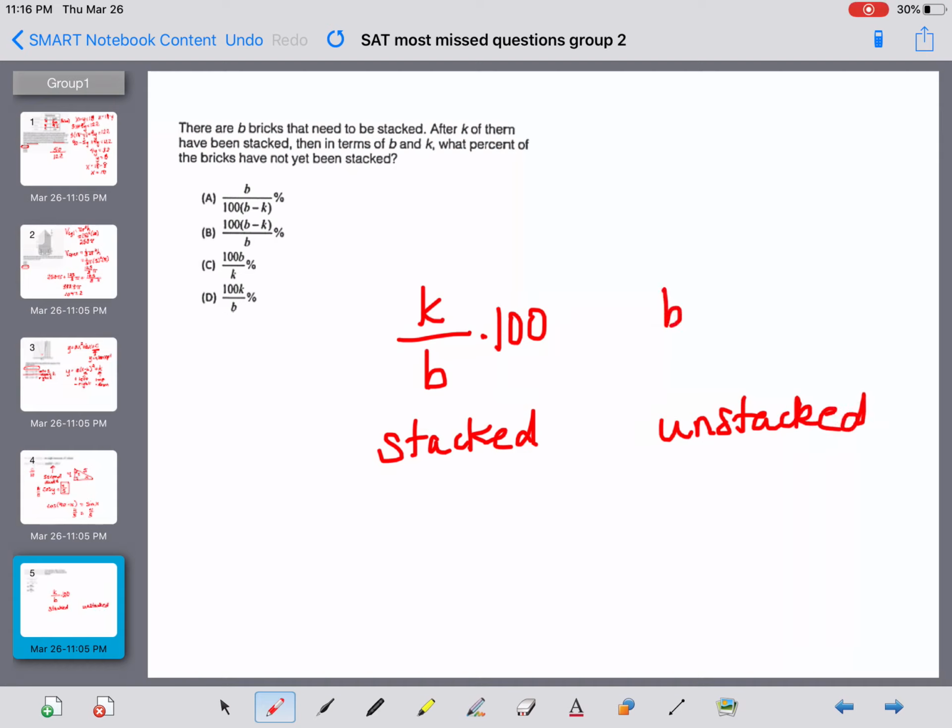I would have to subtract B minus K on top. That's the ones that are not stacked over B times 100. And if I think about that one, that's an easy one and it matches B here.